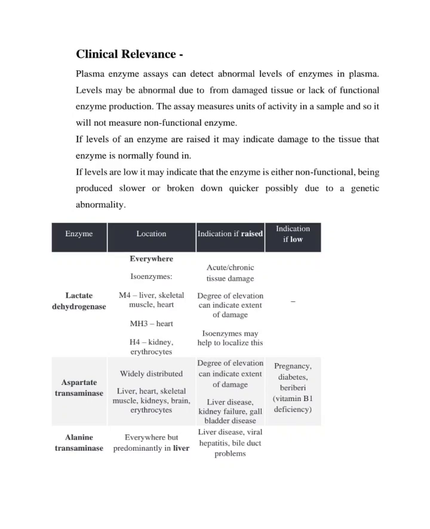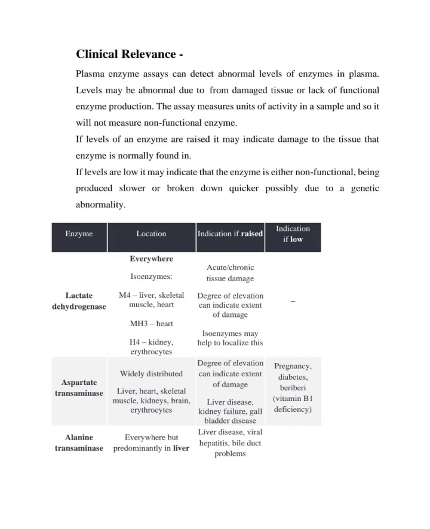This is a table which indicates, if the enzyme is lactate dehydrogenase, it is found everywhere. For example, liver, skeletal muscle, heart, kidneys, erythrocytes. And the indication if it is raised is acute or chronic tissue damage. And the degree of elevation can indicate the extent of damage.